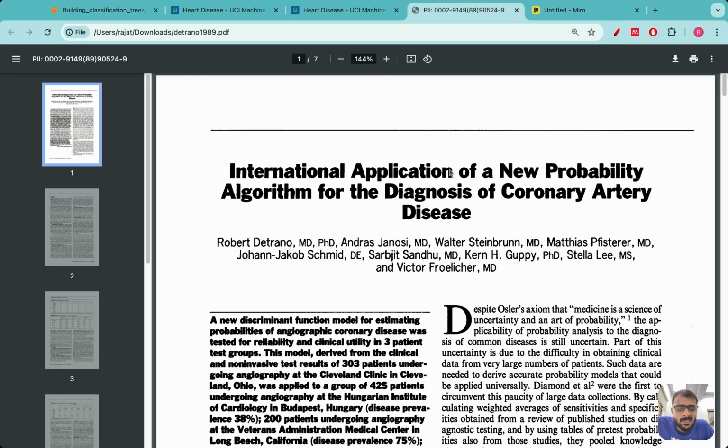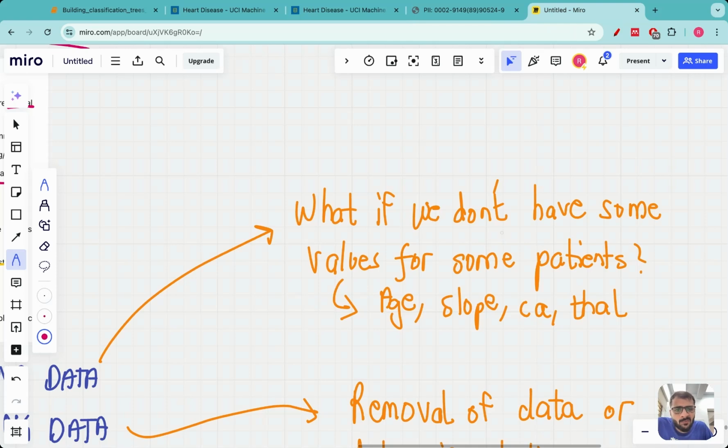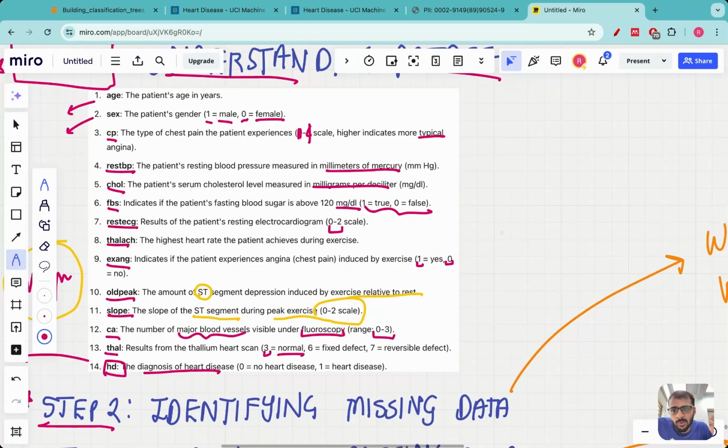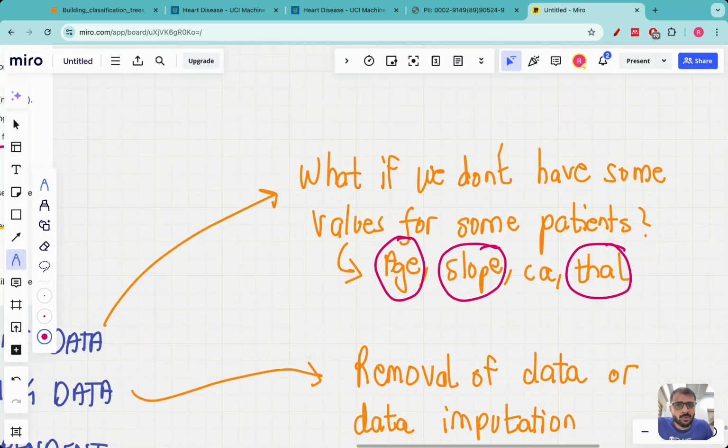when these people are conducting this research and when they are collecting the data, what if the nurse or the doctor forgot to write down the age of the patient, or what if for a particular patient they forgot to write down the slope or the fasting blood pressure, or they forgot to take the thallium scan itself. So we don't have the thal variable, we don't know what happened in the thallium scan, or they forgot to do the fluoroscopy. So we don't have the CA value, so we don't have how many blood vessels lit up during fluoroscopy. This may happen in real life, right?